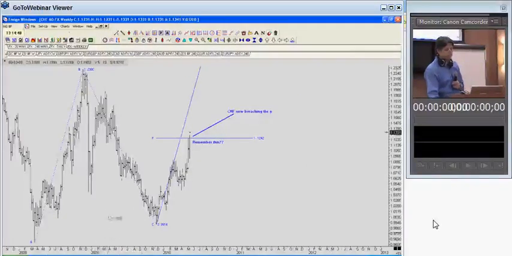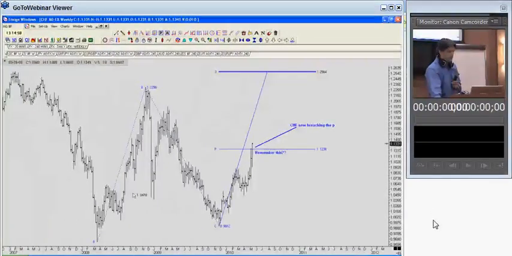This is the Swissy on a weekly chart, and it's kind of difficult to see this, but if you look, you've got an A, B, C. This spike here was last week.